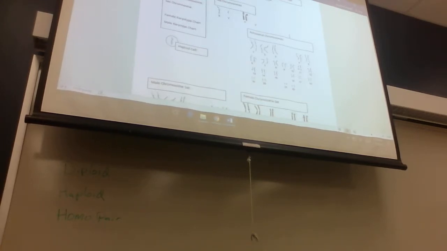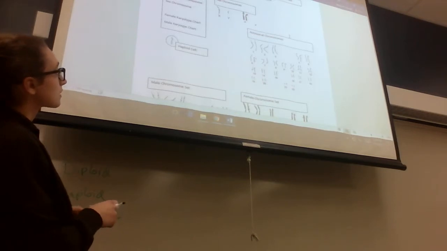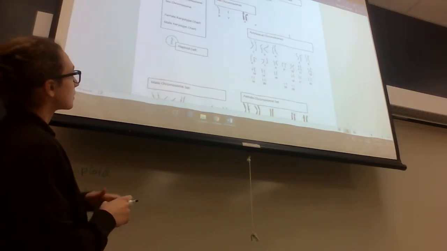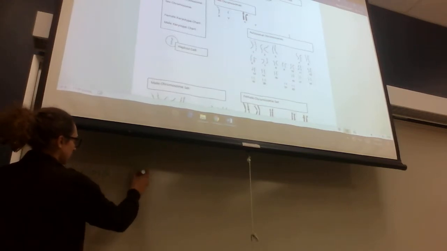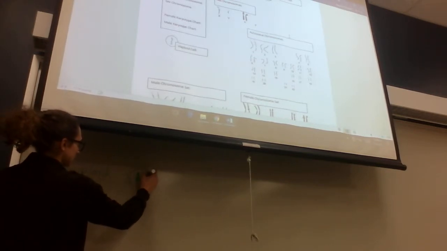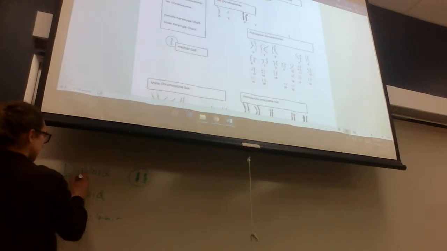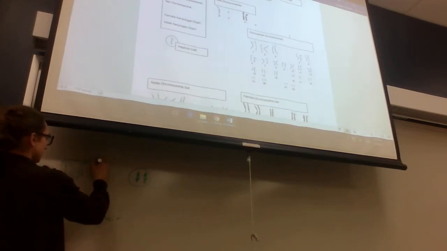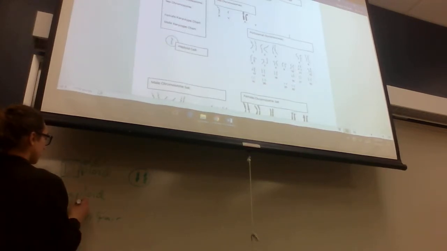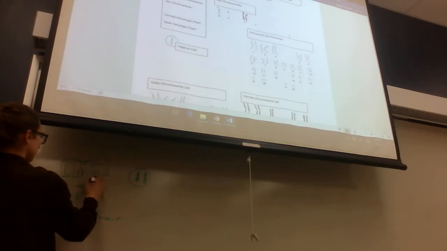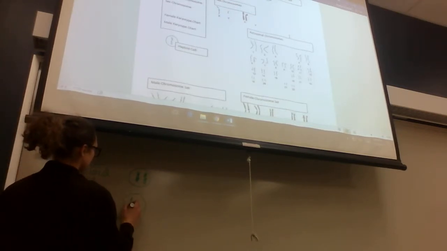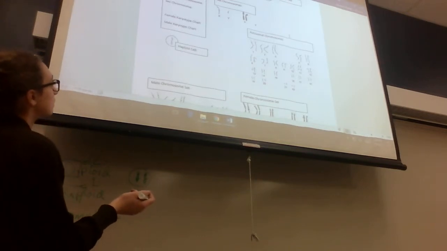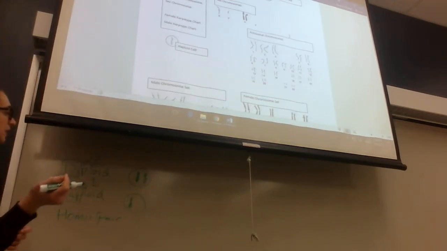Okay, so a diploid cell means that you have two inside of it. Di means two. A haploid, hap means one. So this is a cell with only one chromosome. Well, half a chromosome. Does that kind of make sense?